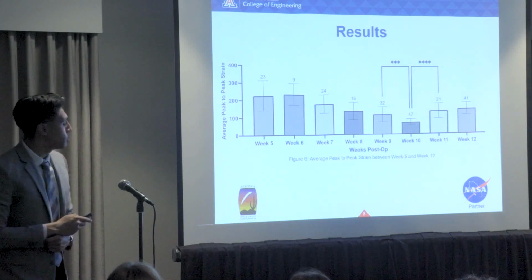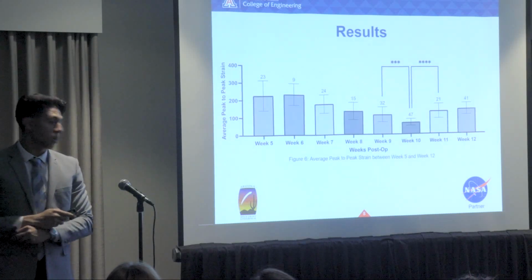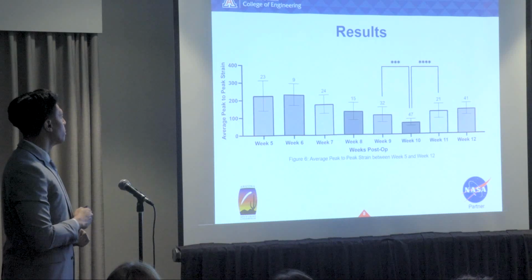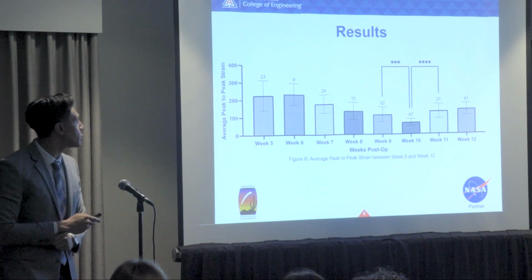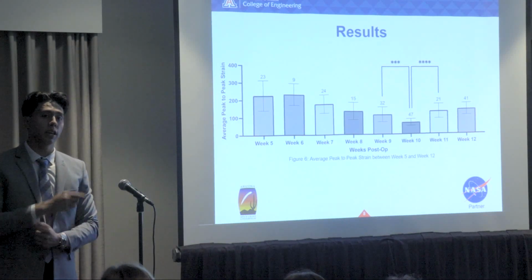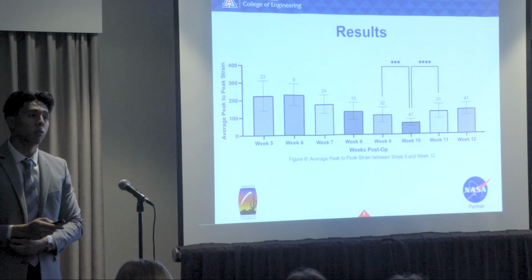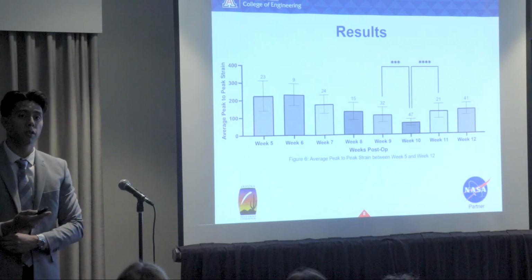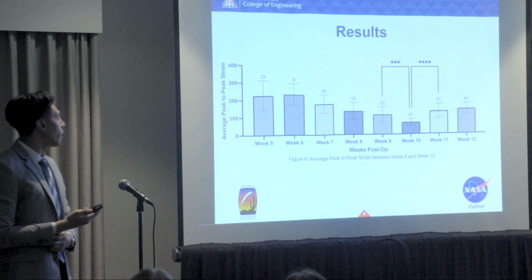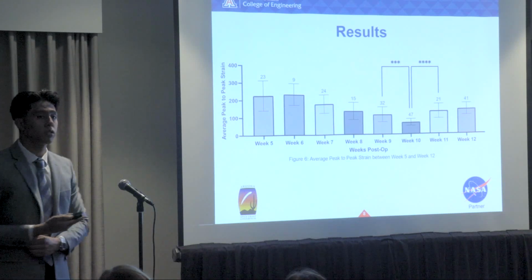And then here are the results of our first sheep, Buckbeak. So over week 5 and week 12, we can see that there is a steady decrease of the strain, which is what we wanted to see. We wanted to see the sheep healing and putting less strain on the bone. However, at week 10, we see that it starts to increase again.